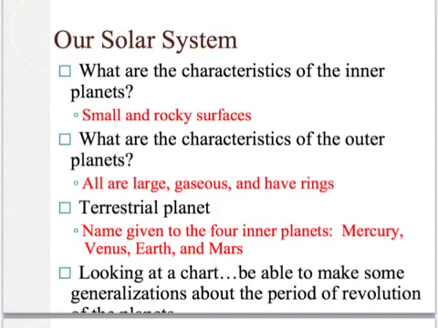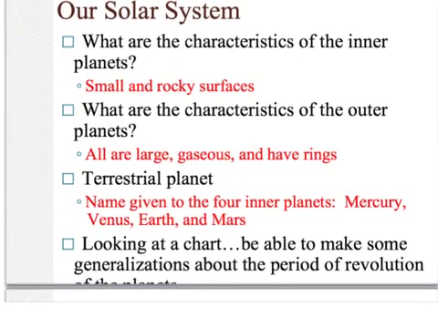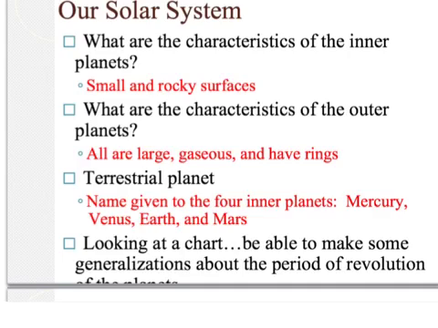A terrestrial planet, that's the name given to the 4 inner planets. So if you ever see a terrestrial planet, they are talking about the 4 inner planets: Mercury, Venus, Earth, and Mars. Okay, your data table in your book, your notebook. Make sure you are familiar with that. You're going to look at a chart and be able to make some generalizations about the period of revolution of the planets. So seeing a different revolution time, being able to make generalizations from that data table, that chart. Something very similar to previous quizzes, previous tests. This is just changing the topic.